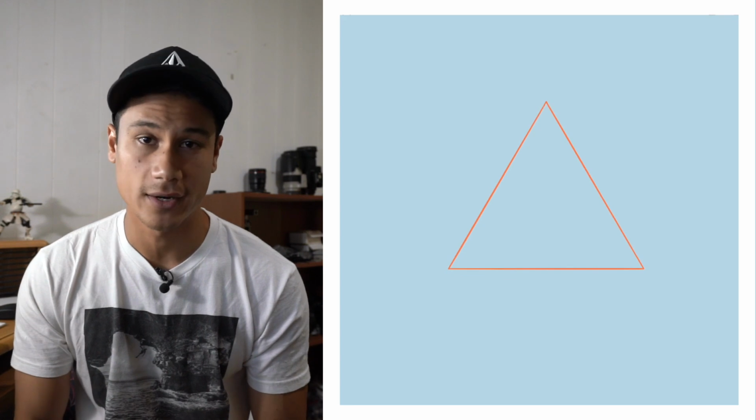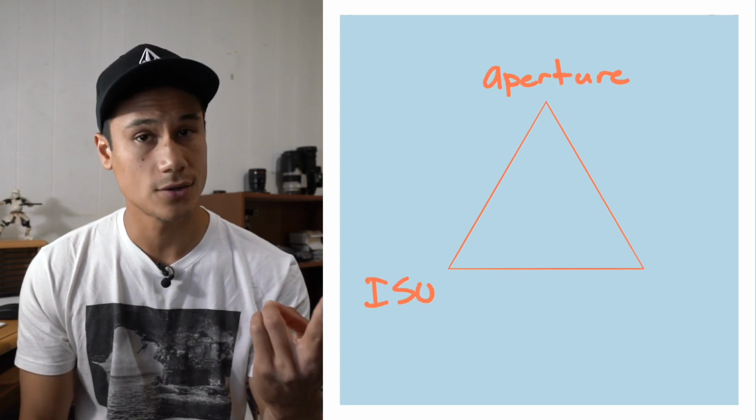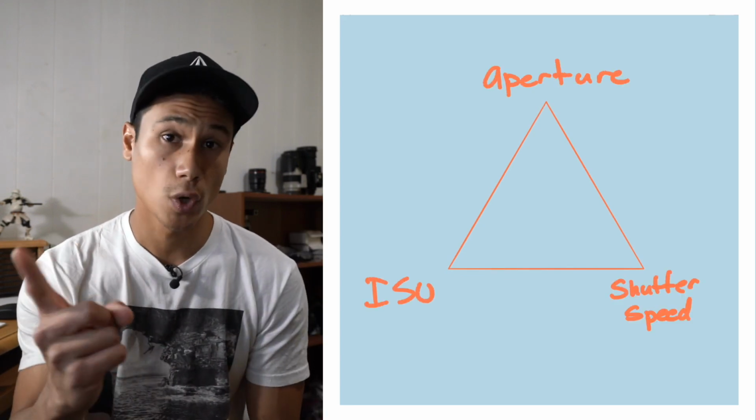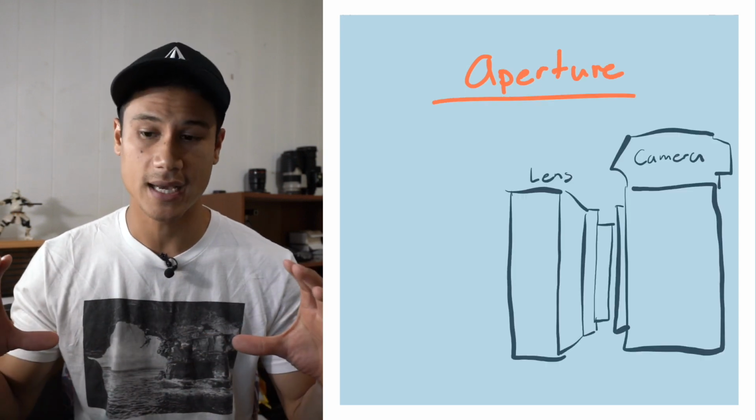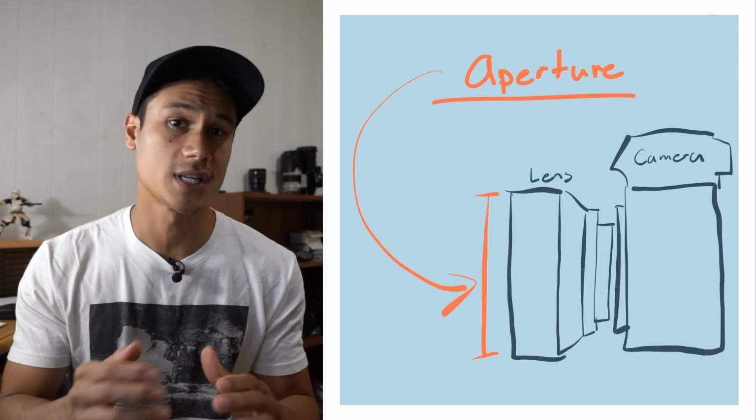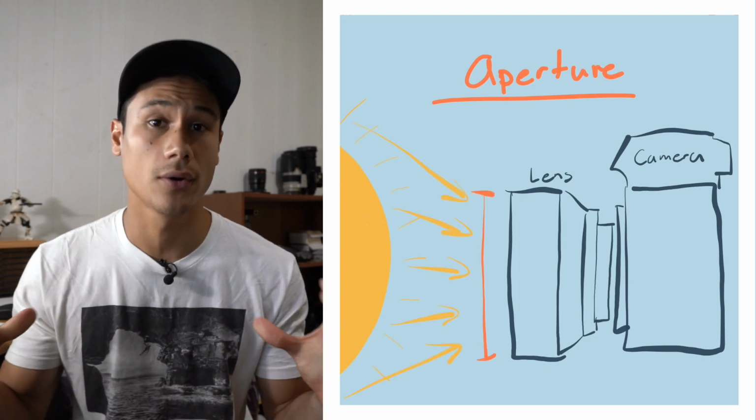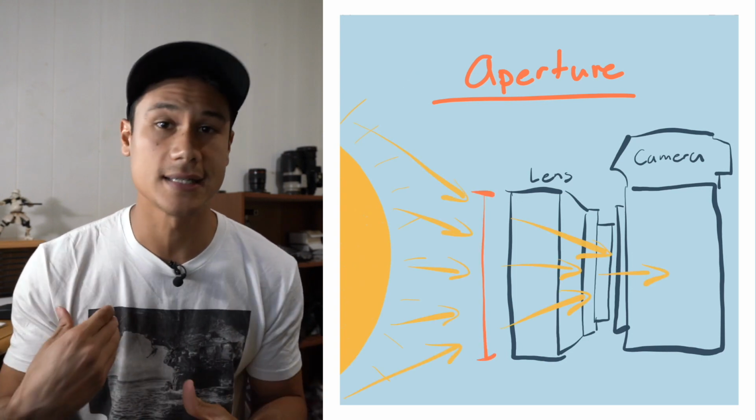So between your camera and your lens, there's 3 main things that affect the way that light hits your sensor. And that's called the exposure triangle. The 3 corners of the triangle are aperture, ISO, and shutter speed. So number 1, aperture. Aperture is the size of the opening that light passes through in order to hit your sensor. Obviously, the bigger the opening, the more light is going to pass through.